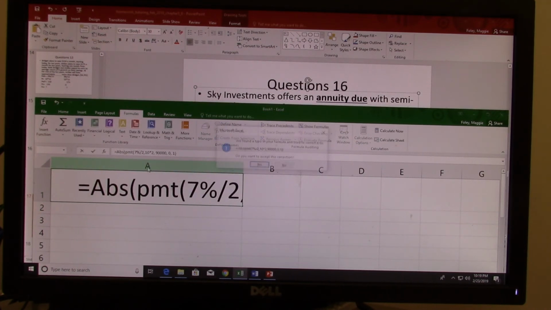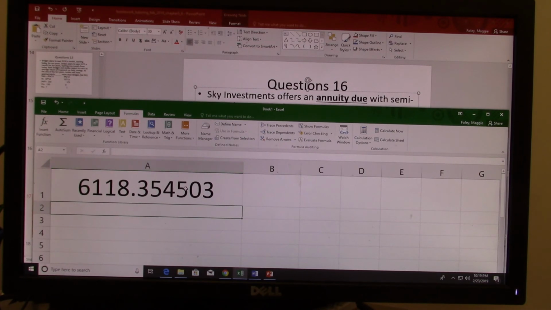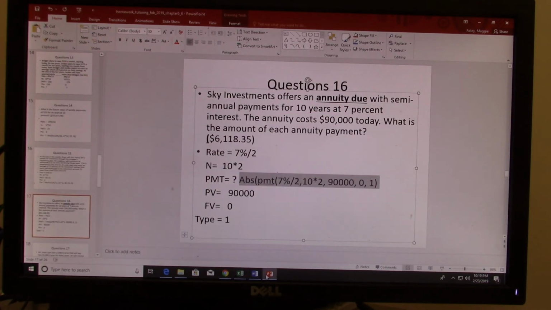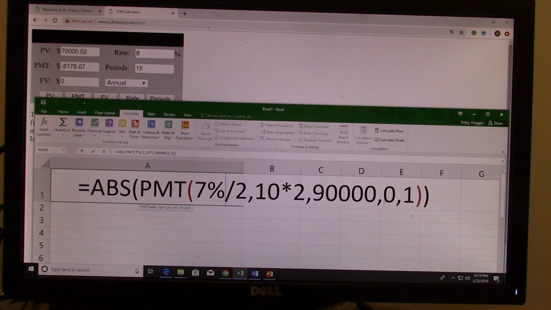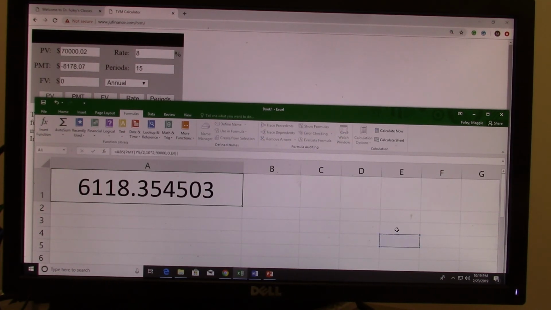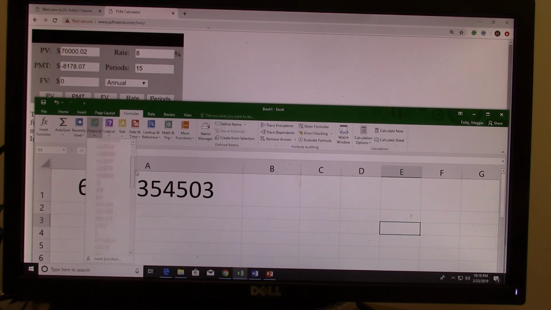Let's see. Yeah, that's right. See, so the last one is type. Or let's try from the function directly here. So it's a PMT function.